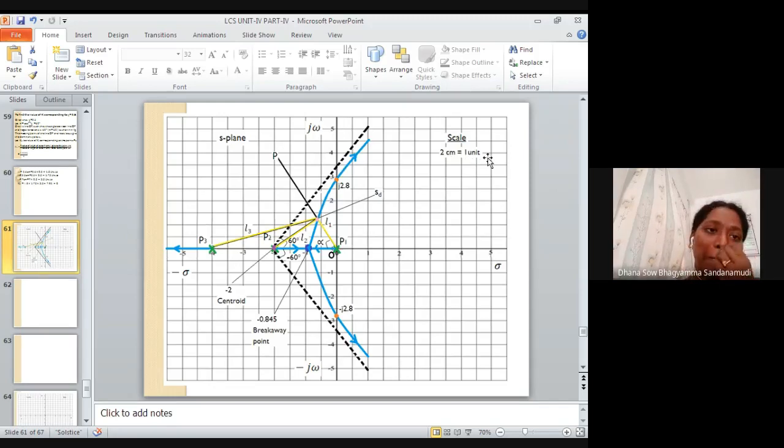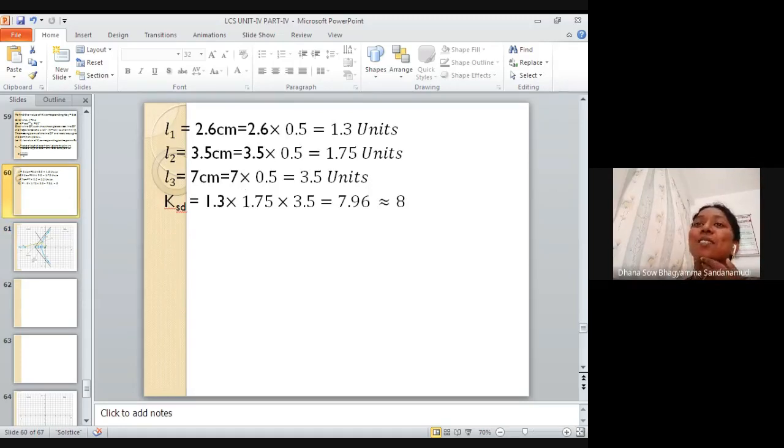Sorry, I spoke something else, so don't mind. As soon as I saw that 0.5, I remembered the damping ratio. That's why I spoke about the damping ratio.